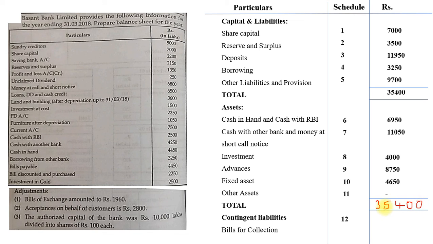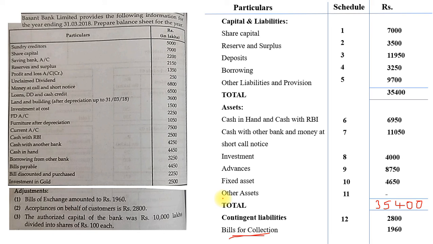Okay. Now, what are the two things which are pending? Bill of exchange amount is, that's nothing but bill of collection, and acceptance on behalf of customer. On behalf of customer, you have taken some acceptance. So that is a liability, but since it is an adjustment, it will come under contingent liability. So we have a contingent liability of 2,800, and bill for collection we have amount 1,960, which doesn't come under the totals.